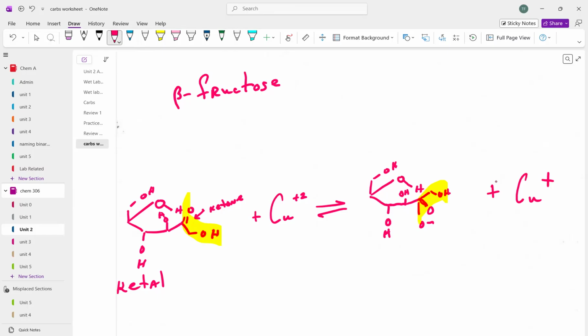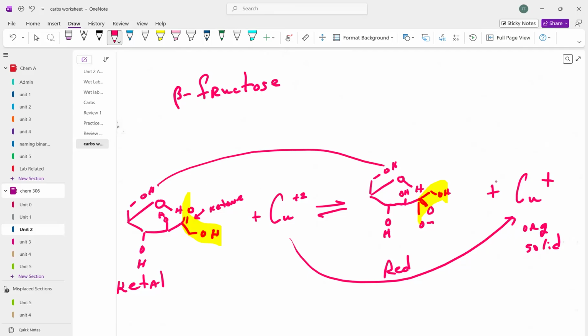Okay, so we've got reduction. And this is going to be the orange solid. And then we have oxidation. So fructose is a little tricky. It does an extra little cutesy step there to convert the ketone into an aldehyde. This is one of those exceptions.